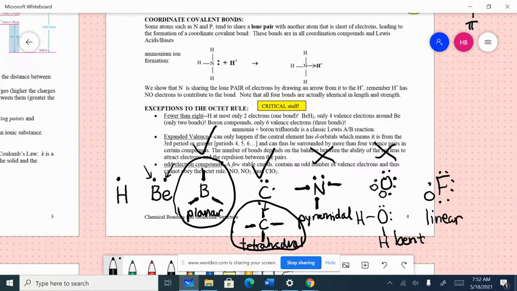And if the bond is polar, then the molecule is also polar. So you're not going to get symmetry with this guy either, unless it's a diatomic element.